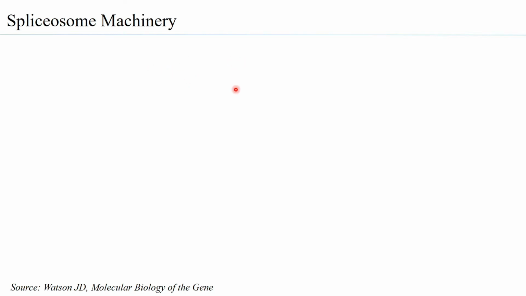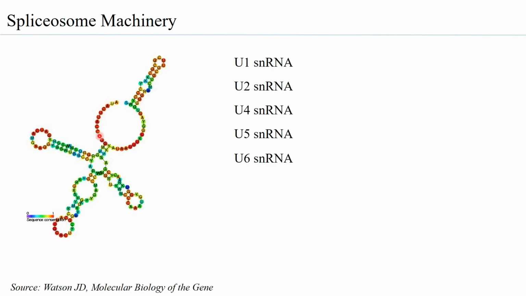Now, let us look at the spliceosome machinery. That is the machinery that carries out these two transesterification reactions to splice out the introns. So, effectively, the spliceosome machinery is made up of certain small nuclear RNAs. As you can see in this picture over here, this is a picture of U1 snRNA. Now, this U1 snRNA has a typical secondary structure.